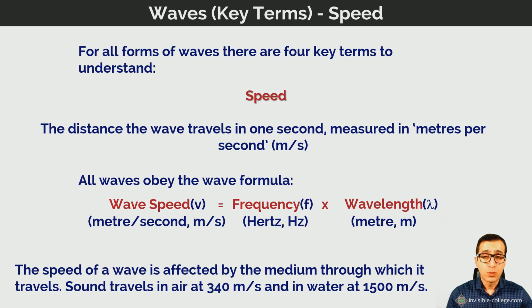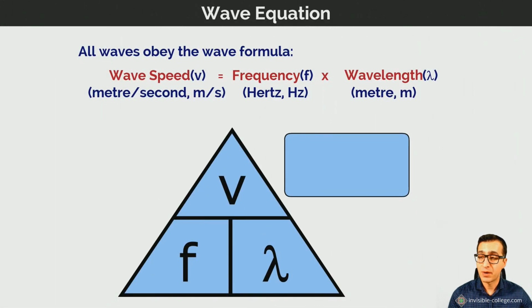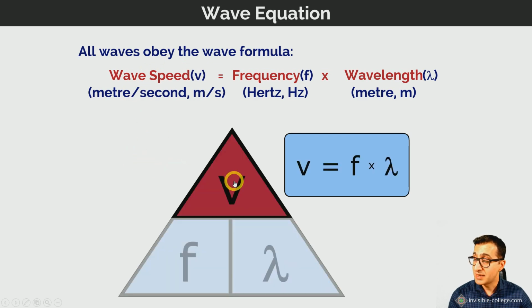So I mentioned that the wave equation applies to all waves, and if you need to calculate one of those quantities in the wave equation, you may need to rearrange the equation. Now I realize that some of you have no problem with rearranging equations, but some of you benefit from the use of formula triangles to help you remember how to rearrange equations. So for the benefit of those of you who need these formula triangles, this would be the one for the wave equation. Speed is equal to frequency times wavelength.